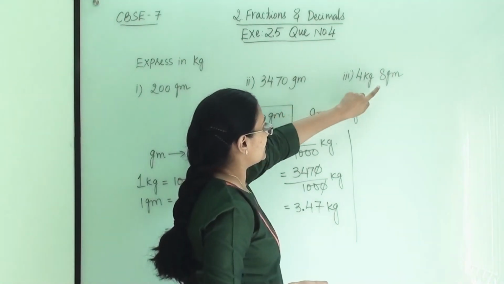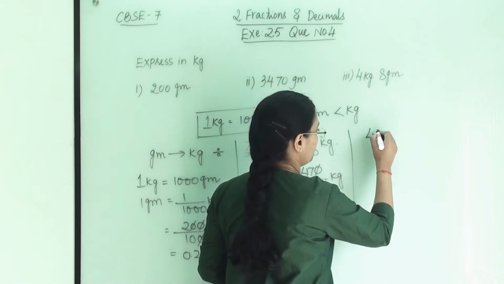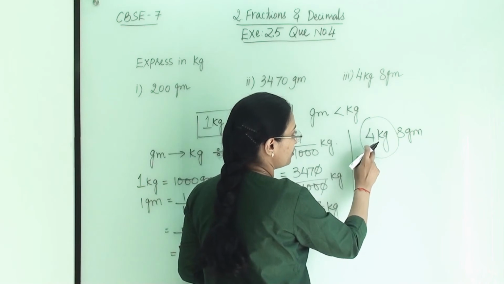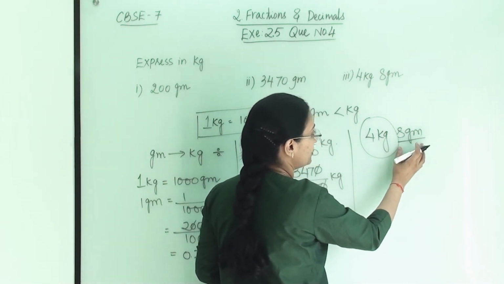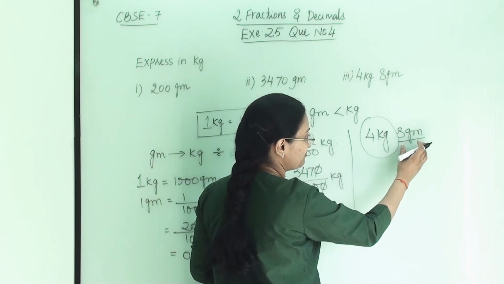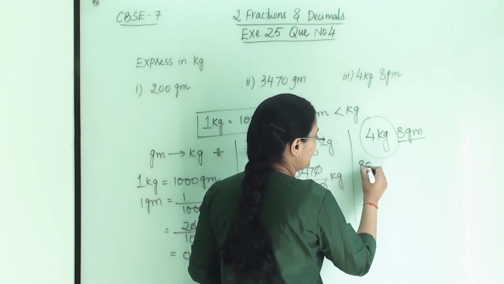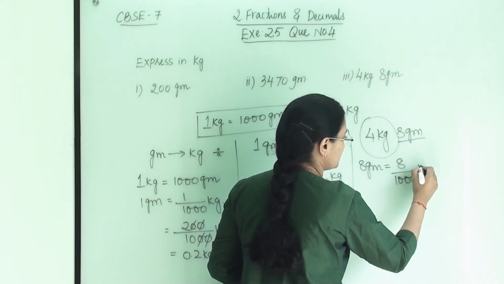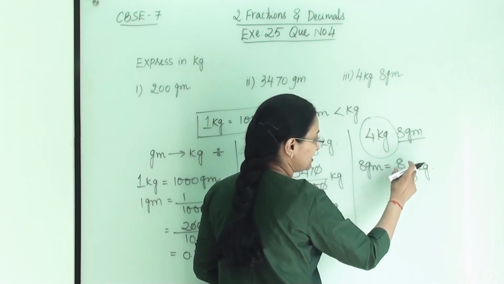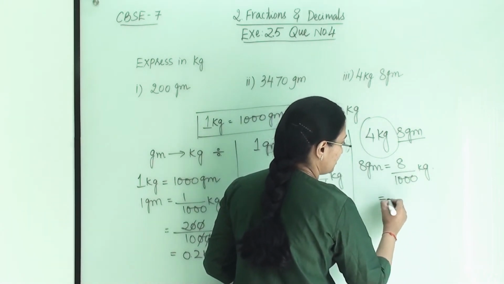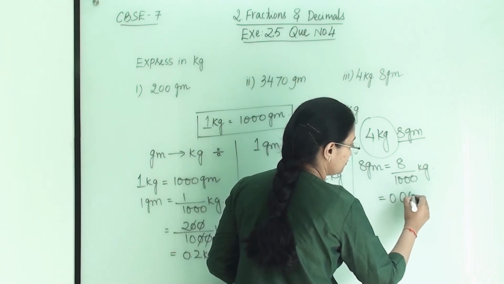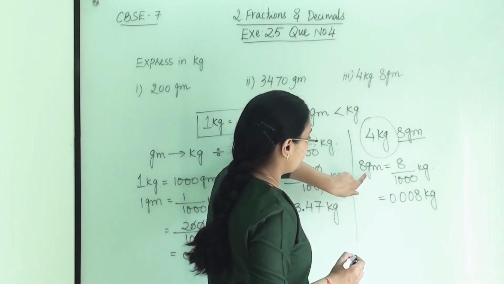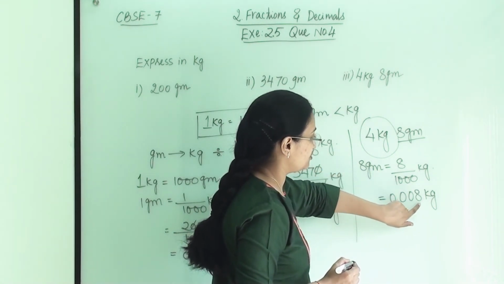Next is 4 kg 8 gram. Now this is 4 kg and 8 gram, so this is already in kg. This gram we have to convert into kilogram. So 8 gram equals 8 divided by 1000 kg, and we will get 0.008 kg. So this is the kg conversion: from 8 gram we got 0.008 kg.